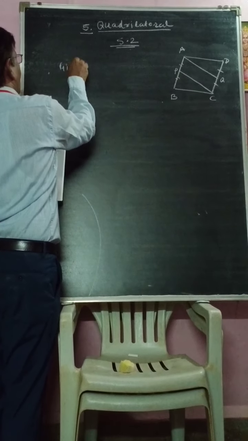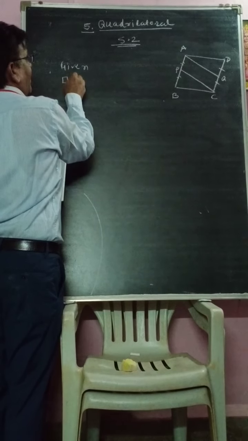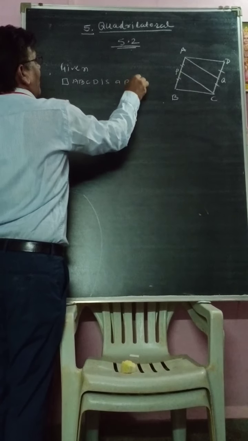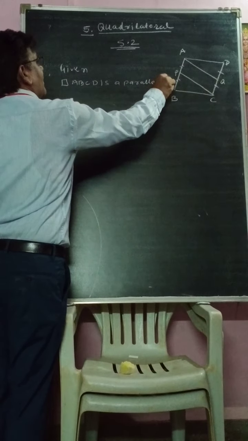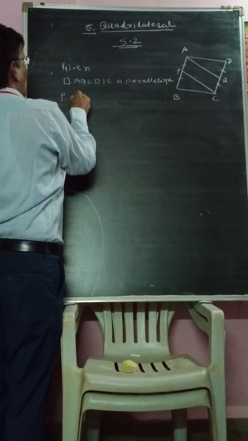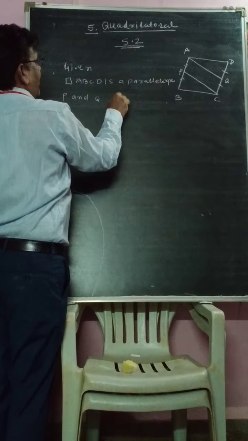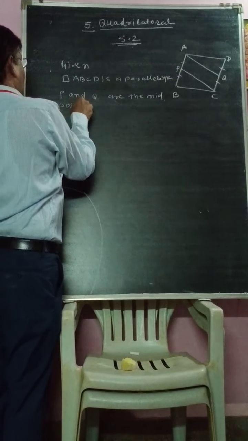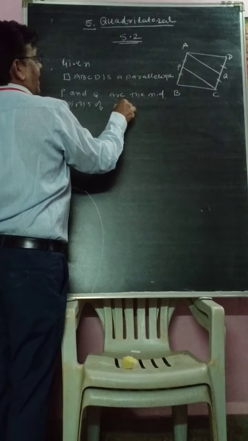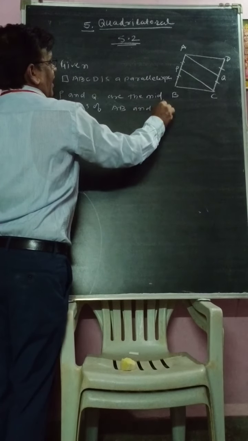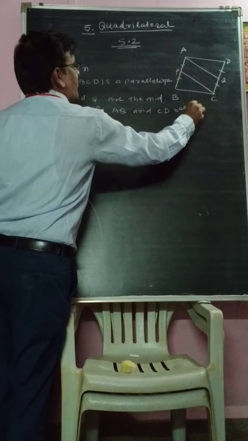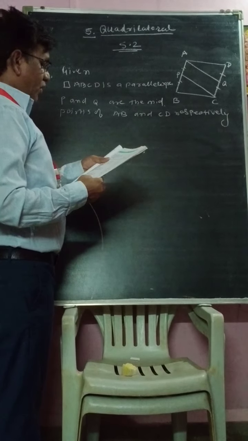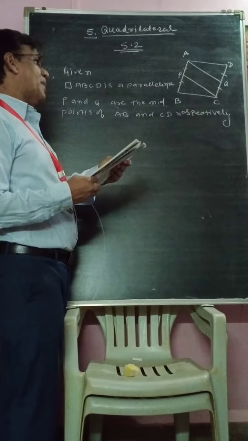In the quadrilateral, what is given? Given is: quadrilateral ABCD is a parallelogram, and P and Q are the midpoints of AB and DC, or CD, respectively. It is given, respectively.